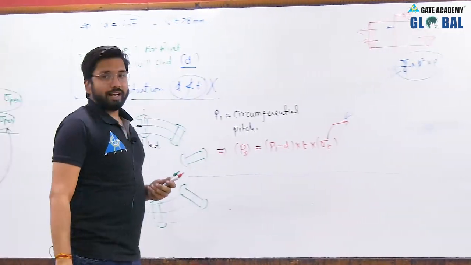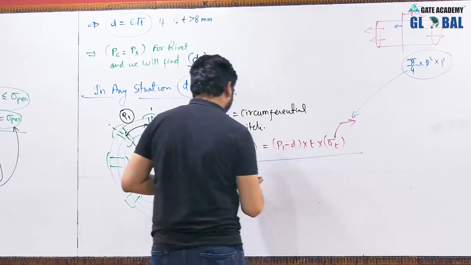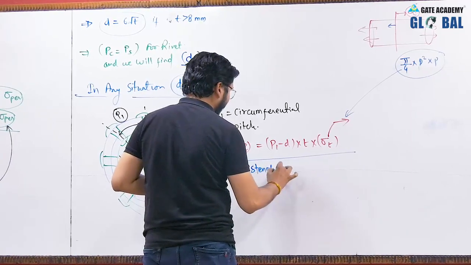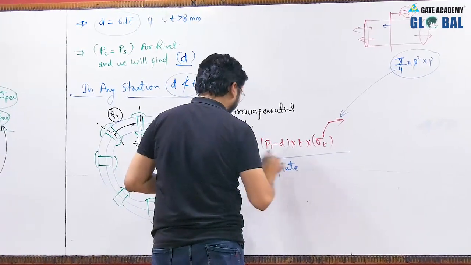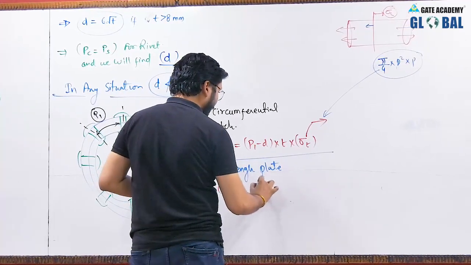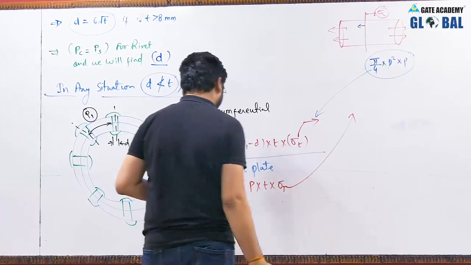Now if there is no rivet, then for calculating the strength of the plate, we can write Pt equal to P into T into sigma T. Again, sigma T is the same.